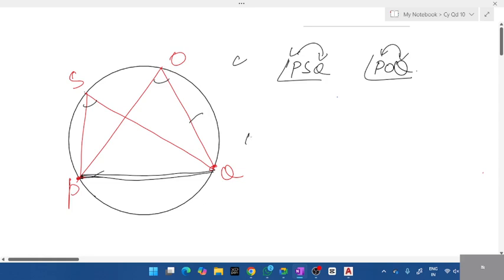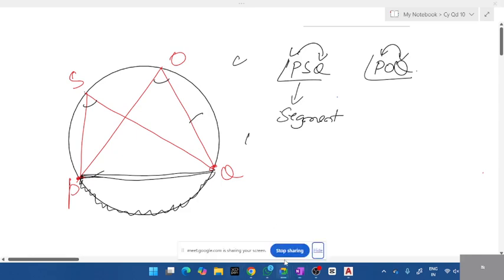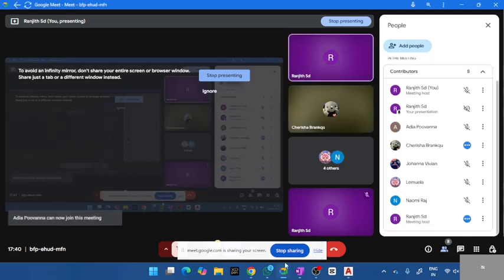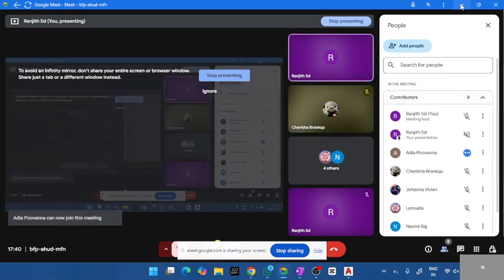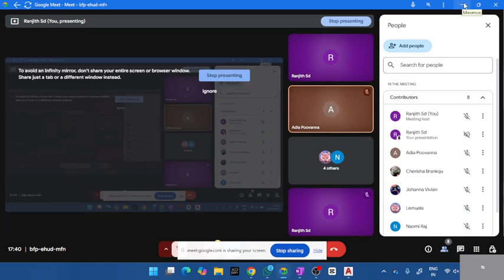Is this clear? Did you all understand these two triangles, PSQ and POQ? In this, PQ is the base, or you can call it the arc, which is the same arc, students. So look here. In triangle PSQ, what do you call this? Is it a sector or segment? Segment. What is a segment? Adya, do you know segment?